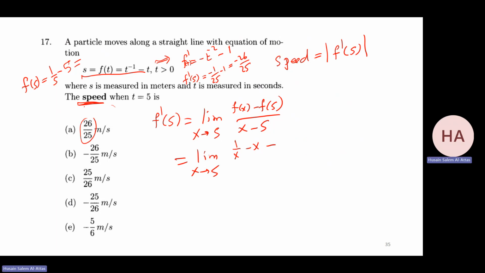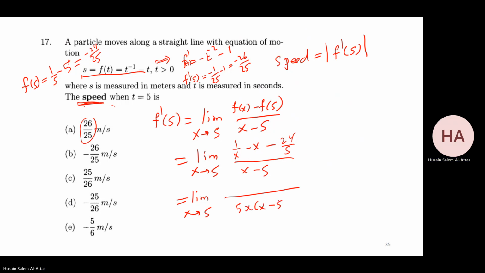Oh, no, we can do it, no problem. 5 is what? 5 is 25 over 5. So this is minus 24 over 5. Correct? 1 over 5, and 5 is 25 over 5, so it's minus 24 over 5. We can do it. This over x minus 5. That will be the limit as x goes to 5. Now take the common factor, which is 5x. This is 5x, so I need 5 here, 5x squared here, minus 24x. Correct? Yeah, it should be.